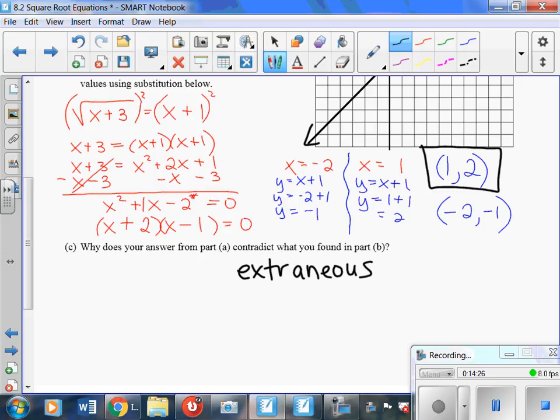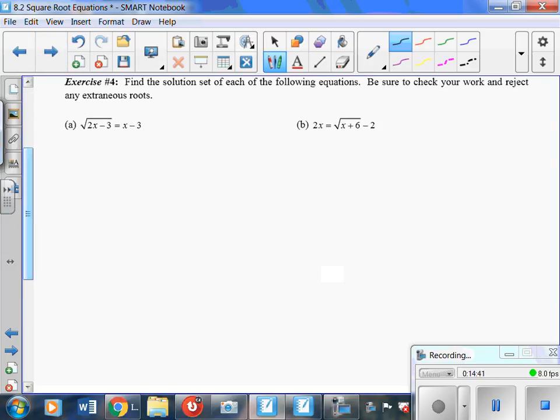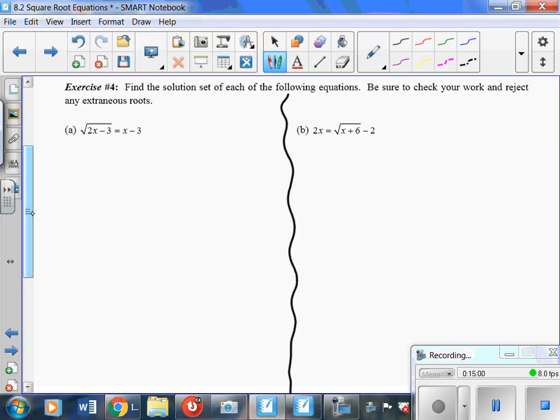So let's look at exercise 4 and take a look at the difference when you start checking things. All right, so here we are, exercise 4. Now these get a little bit complicated. It might take me most of the page to do this. So we're going to do the same thing that we just did above. We're solving a square root equation, and these are the type that you're going to be responsible for, not those simple ones at the beginning. We're finding the solution set of each of the following equations. Be sure to check your work and reject any extraneous roots.